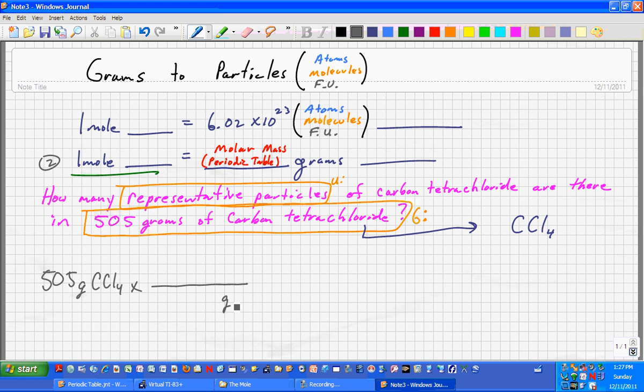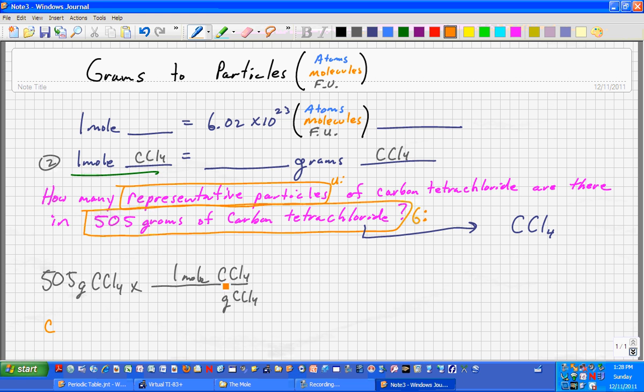So I know I'm going to put grams of carbon tetrachloride on the bottom and 1 mole of carbon tetrachloride on the top. These blanks are my material. My carbon tetrachloride goes in here, carbon tetrachloride goes in here, and I'm going to fill in the molar mass from the periodic table in a second here. So let's go ahead and calculate that. Where can I do this? Where have I got some room? I guess I can do it down here.